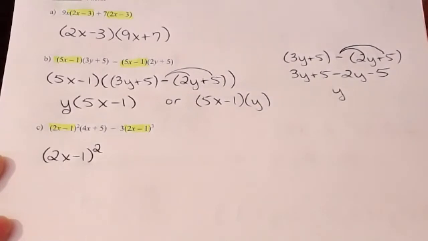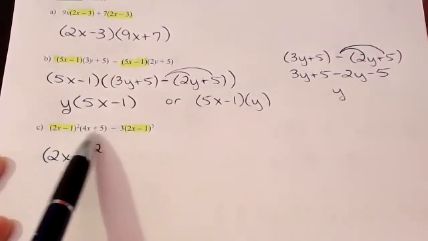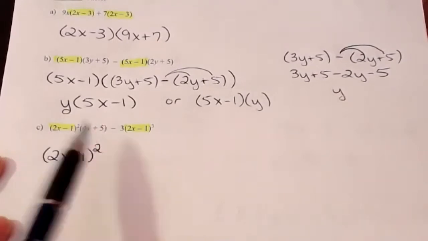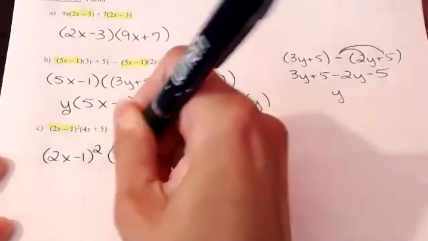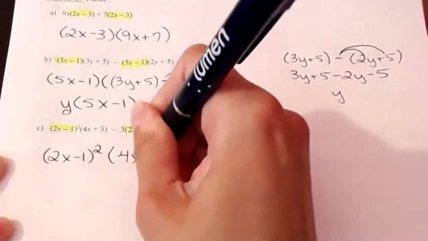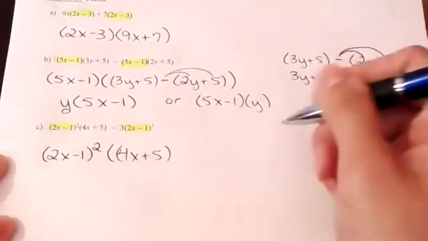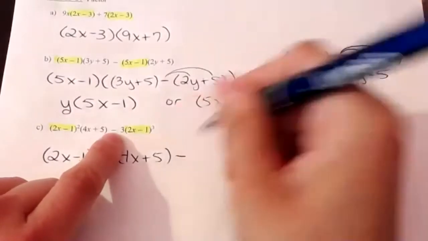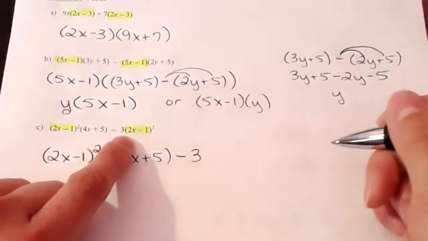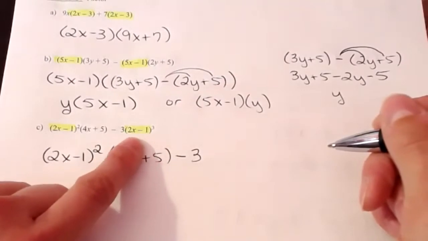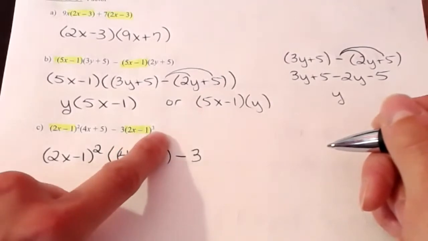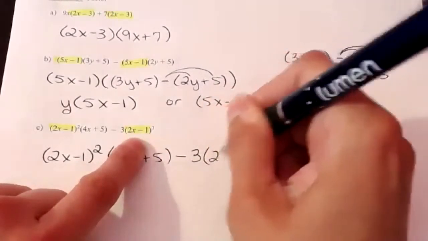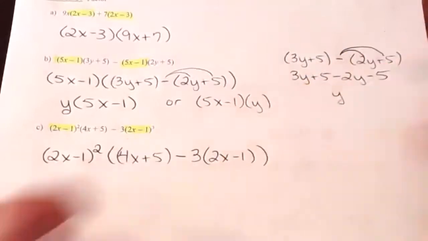Now, if I take 2x minus 1 squared out of both terms, that means for this first term, I'm left with the 4x plus 5. Excuse me, I didn't mean minus, the 4x plus 5. And I'm also left with minus 3. Now notice, I only factored out 2 factors of 2x minus 1, not 3, which means there's still 1 left over.